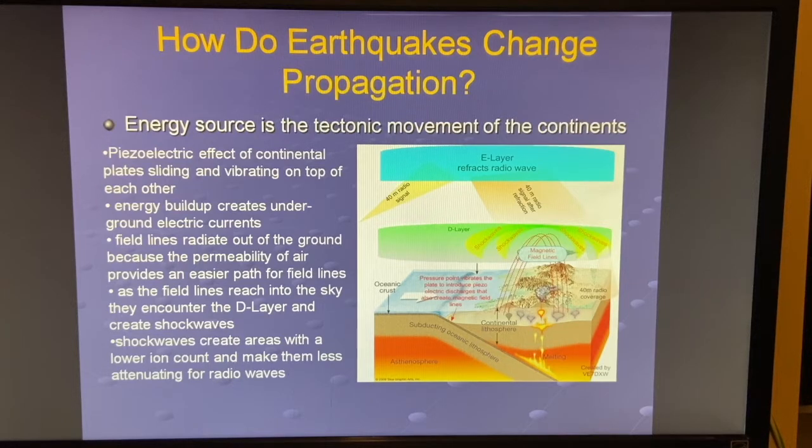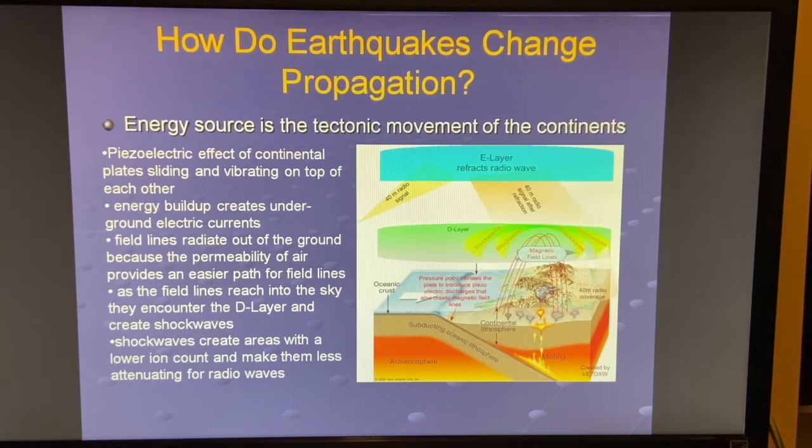And piezoelectricity is a very simple way of creating electricity, and this is whenever you have a crystal or a rock that is sliding and vibrating on top of each other, that will create this kind of electricity. The energy buildup comes out of the ground, or is in the ground as a current, and because the permeability of the air is a lot easier to penetrate for field lines, the fields come out of the ground, and we can see that here.